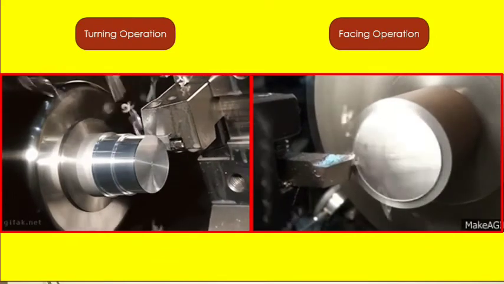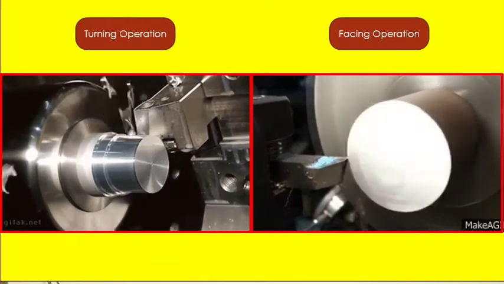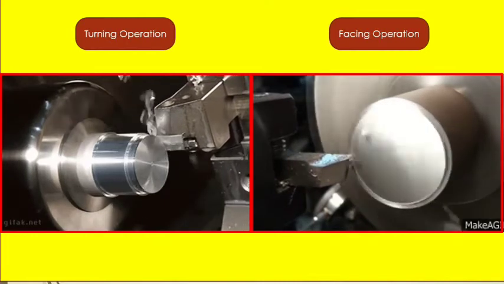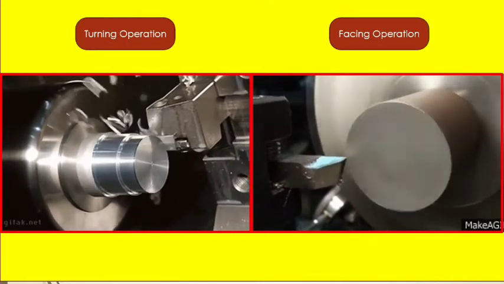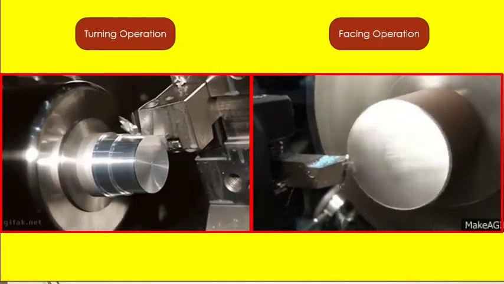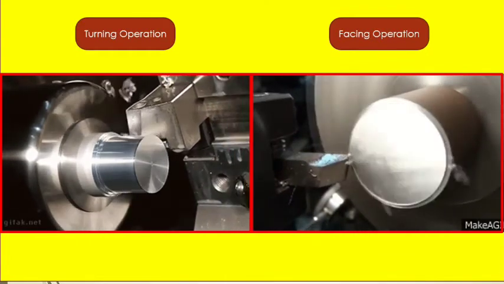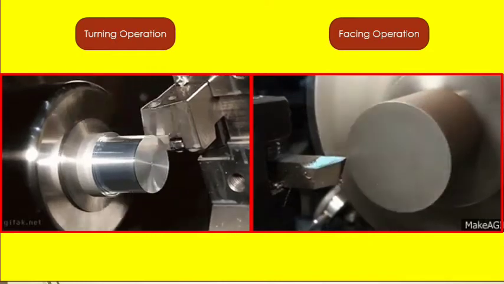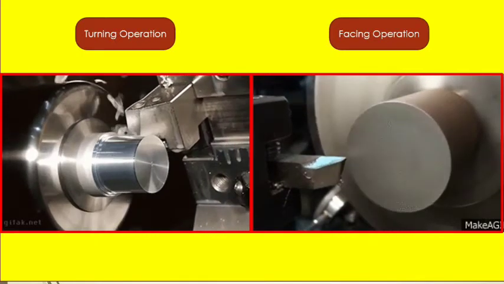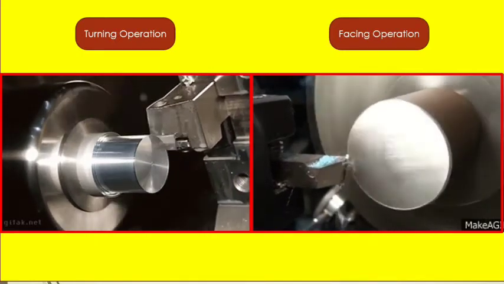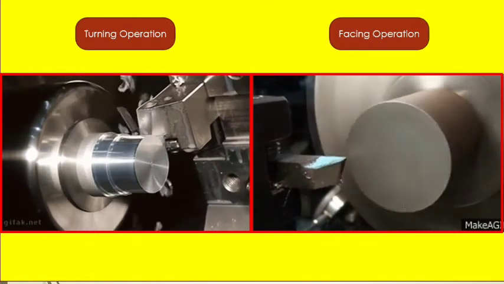Here you can see turning operation and facing operation. In turning operation, tool moves parallel to the axis of the rotation of the workpiece, but in case of facing operation, the tool moves in direction perpendicular to the axis of rotation of the workpiece. To specify such different movements of the tool, we need work positioning system for tool.